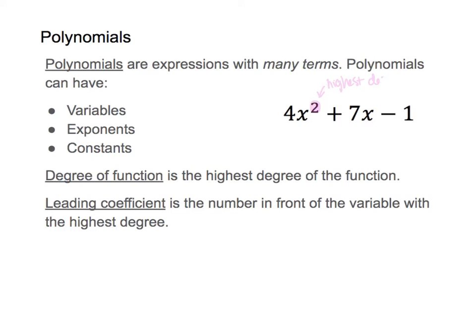So the highest degree here, or the degree of the function here, is 2. So if I were to ask you, what is the degree of the function? You would say 2, or the second. The leading coefficient here is the number in front of the variable with the highest degree. So x squared is the highest degree, right? But the leading coefficient is the 4. So if I were to ask you guys, what is the leading coefficient? You would say that it's 4 because it's in front of the highest power.